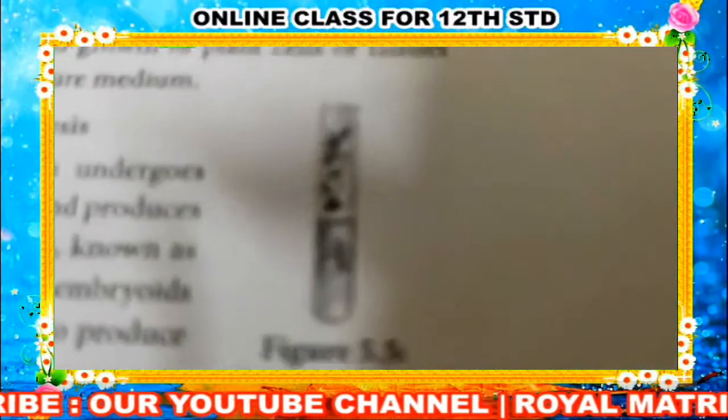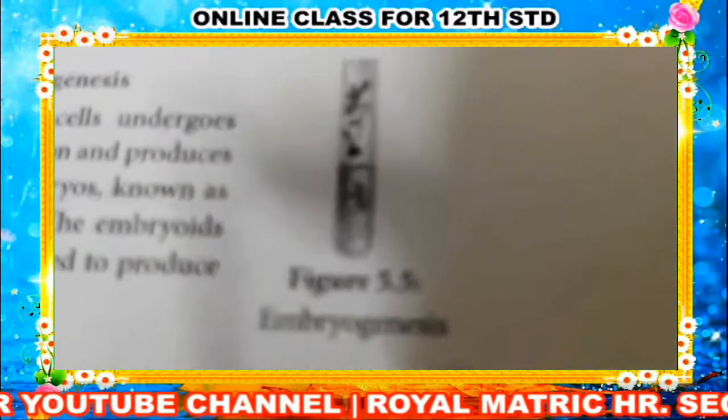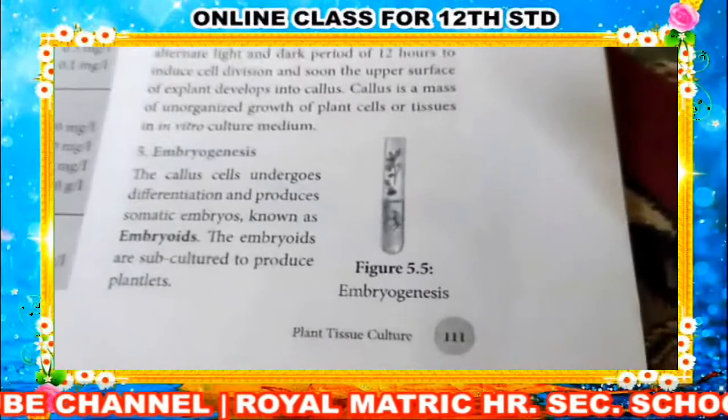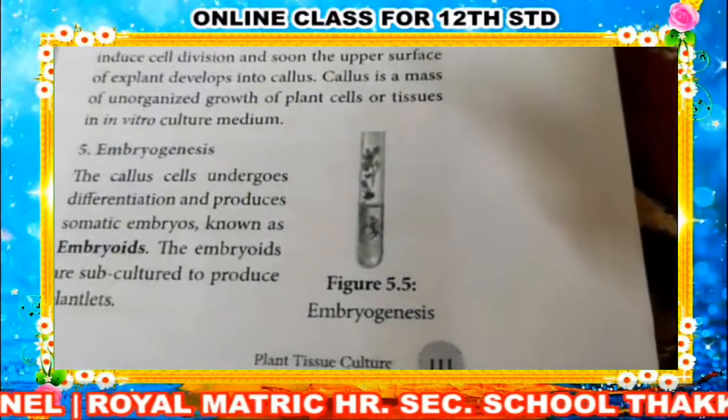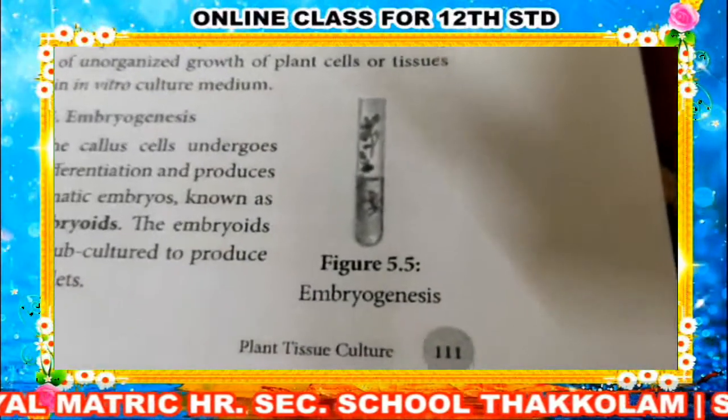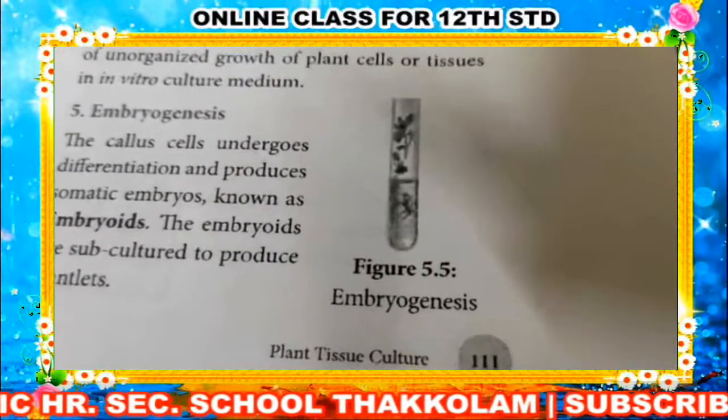The picture is shown here. Embryogenesis. Genesis means what? Formation of the embryo. The meaning of genesis is formation. So what is formed here? A new embryo is formed.